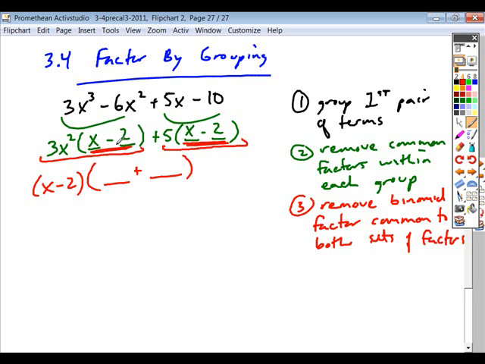Well, in this original, what's left when we remove an x minus 2 from this first group of factors? 3x squared. And what's left from this second group of factors when we remove an x minus 2? Plus 5. And so that becomes your fully factored form after you remove that. Usually the way I'll describe this, I'll remove our common factor of x minus 2, and then whatever remains will form my second factor. So 3x squared plus 5 is what would remain.